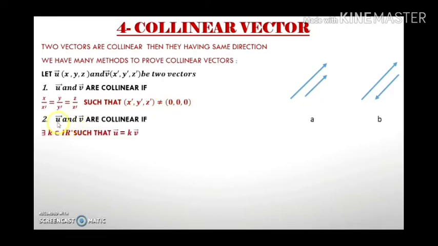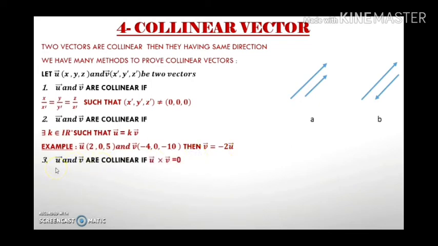Second method: u vector and v vector are collinear if there exists a constant k belonging to R, not equal to 0, such that u vector is equal to k times v vector. For example, if u vector is defined by the coordinates 2, 0, 5 and v by -4, 0, -10, we see that the vector v is equal to -2 times vector u. Then u and v are collinear.